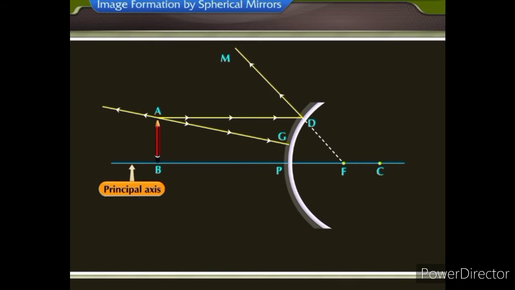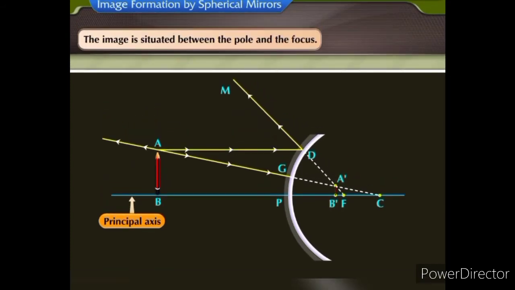The two reflected rays DM and GA do not actually meet at a point but appear to meet at point A dash behind the mirror. Thus, A dash is the virtual image of the point A. Hence, A dash B dash is the virtual image of the object AB. The image is situated between the pole and the focus. The image is virtual, upright, and diminished.